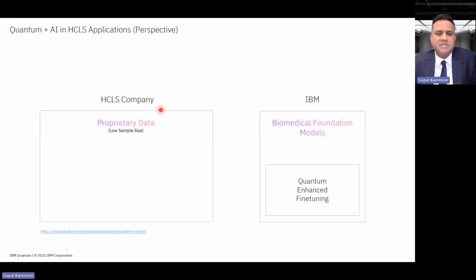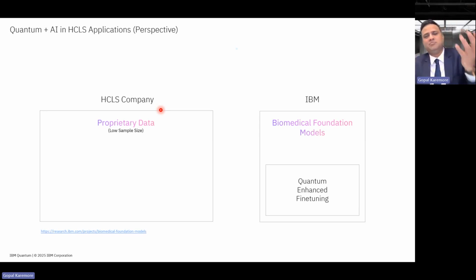This is just a perspective. With all the experiences we have had with pharma companies, it is very evident that all pharma companies have very low sample size data, because it is so difficult and not efficient to generate negative data. So this is a basic challenge of all pharma or HCLS companies. And we also have the biomedical foundation model.